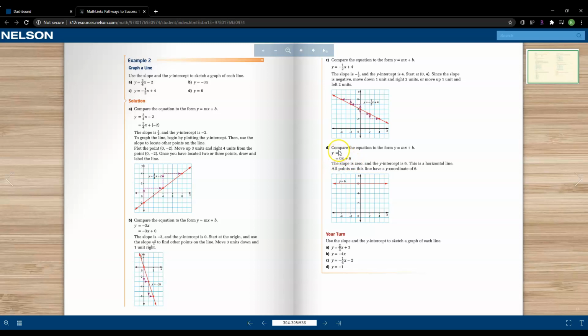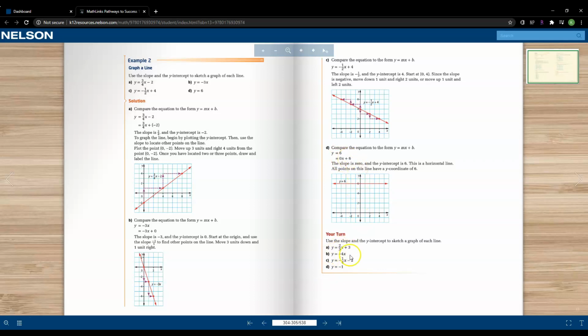So start with the 6, which is the b value, go up 6, right? And then how does a 0 slope look? You should remember a 0 slope is a horizontal line. So that's how they drew the horizontal line. At this point, we're not doing any rise or run because it's 0. 0 is a horizontal line.